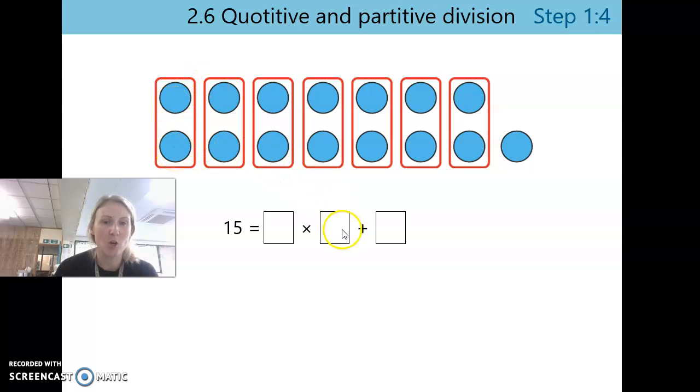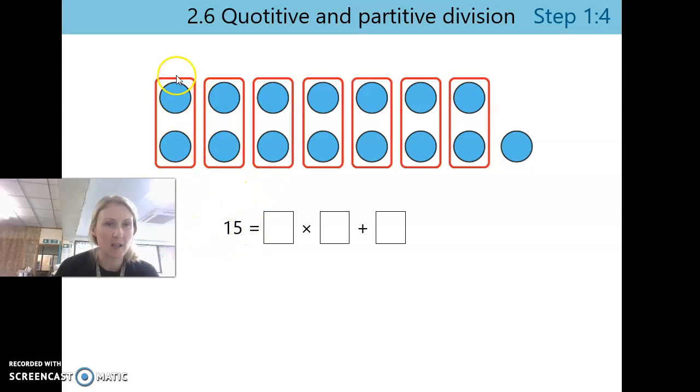Well done. We've got 2 in each group. So I'm going to put a 2 here. And then how many have we got as our remainder? That's right, we've got 1. So we've got 7 groups of 2 with a remainder of 1. Should we count how many we've got here? Because it says here that the answer is 15.